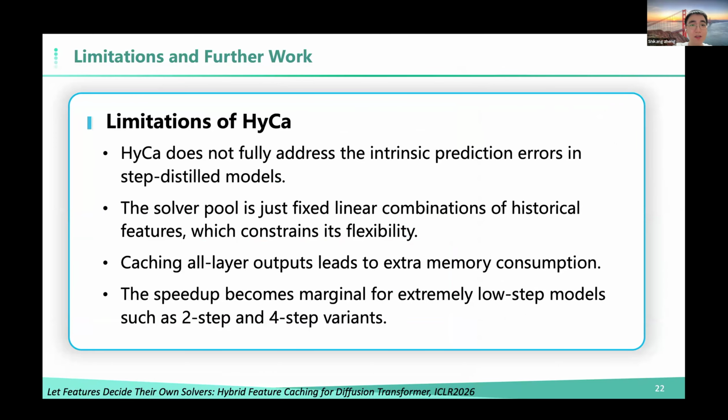Although HyCa is, I think, a practical framework, there are still quite a few limitations. For example, HyCa does not fully address the intrinsic prediction errors in step-distilled models. Also, our solver pool is just a fixed linear combination of historical features, which constrains its flexibility. And HyCa needs extra memory consumption. What's more, the speedup becomes marginal for extremely low-step models such as 2 steps and 4 steps.